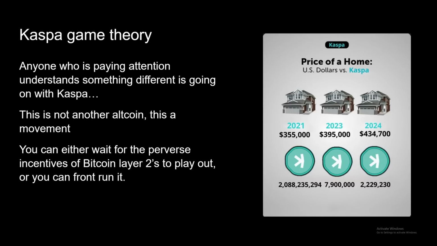Anyone who's paying attention understands that something different is going on with Kaspa. Kaspa is not just another altcoin. This is a movement of people and a network of people who are using Kaspa as their money. And so you can either wait for the perverse incentives of Bitcoin layer 2s to play out, which they inevitably will, or you can just front run it and anticipate what's actually going to happen in the future and swap chain before everybody else realizes that they need to swap chains, bearing in mind that the same effect is happening with Kaspa that was happening with Bitcoin, and that goods and services are getting cheaper to those who have adopted the Kaspa standard.